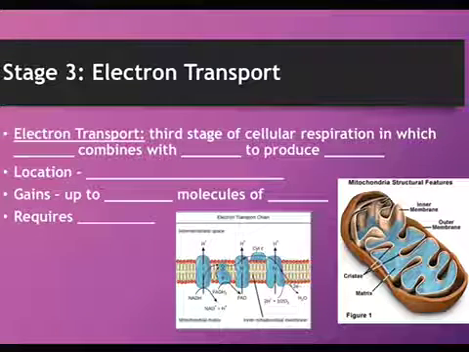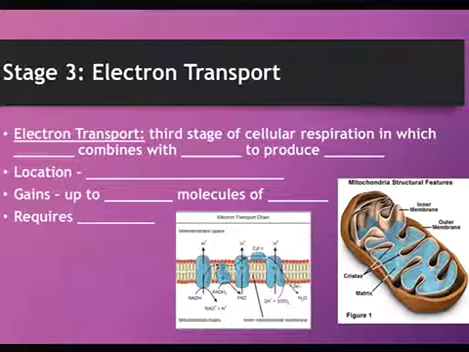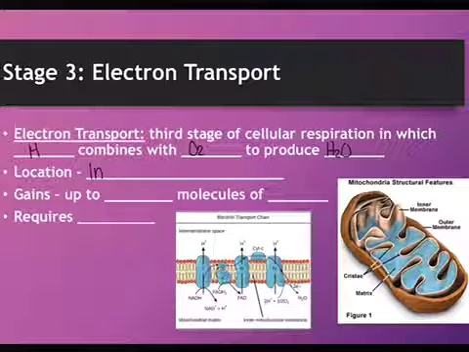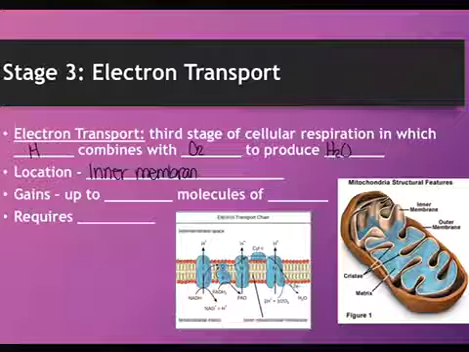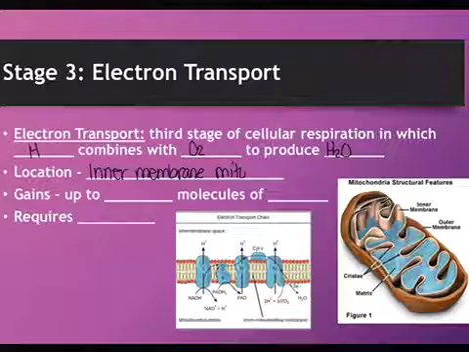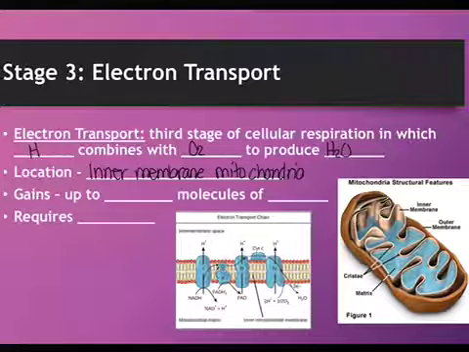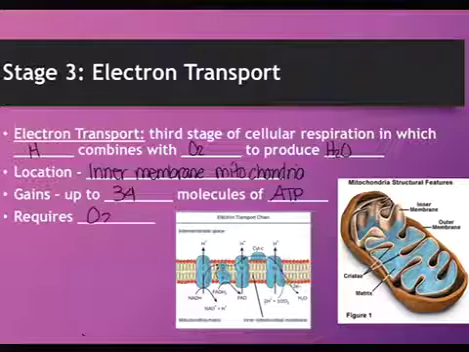The third stage is called the electron transport. And this is a stage in which hydrogen combines with oxygen to produce water. And this happens in the inner membrane of the mitochondria. And this will gain up to 34 molecules of ATP. This step also requires oxygen, and so it is another aerobic step.